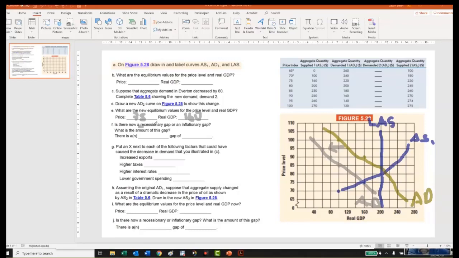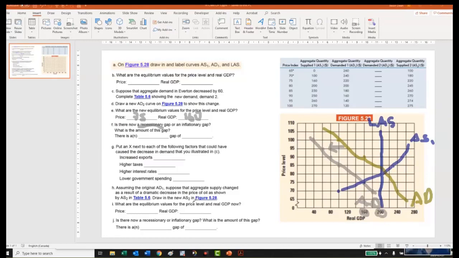Now, is this a recessionary gap or an inflationary gap? A recessionary gap. And how big is the gap? How far are we from potential? We can't count the 3 boxes that we went over to the left. We want to look for where this intersection point is. So the 160 minus the 200. The answer would be 40.